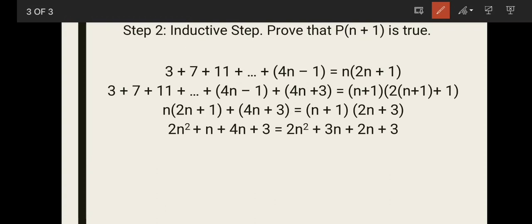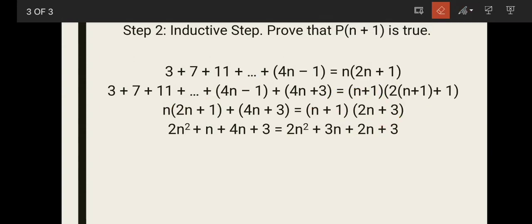So 2 times n is equal to 2n, and then n times 1 is equal to n, and then just add the next term. And then on the right side, n times 2n is equal to 2n squared, and then n times 3 is equal to 3n. 1 times 2n is equal to 2n, and 1 times 3 is equal to 3.